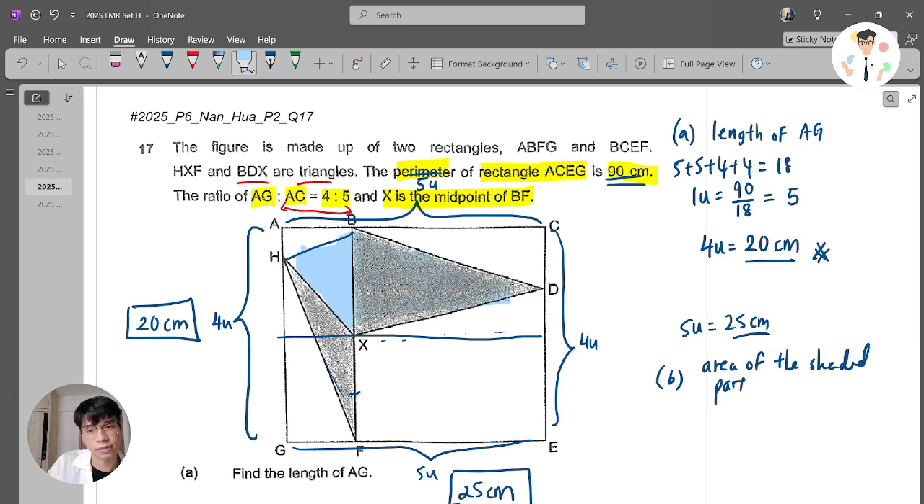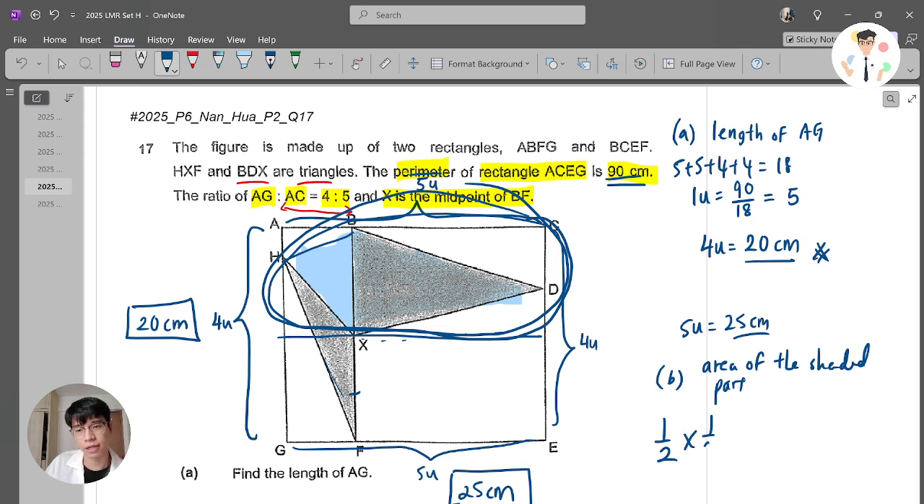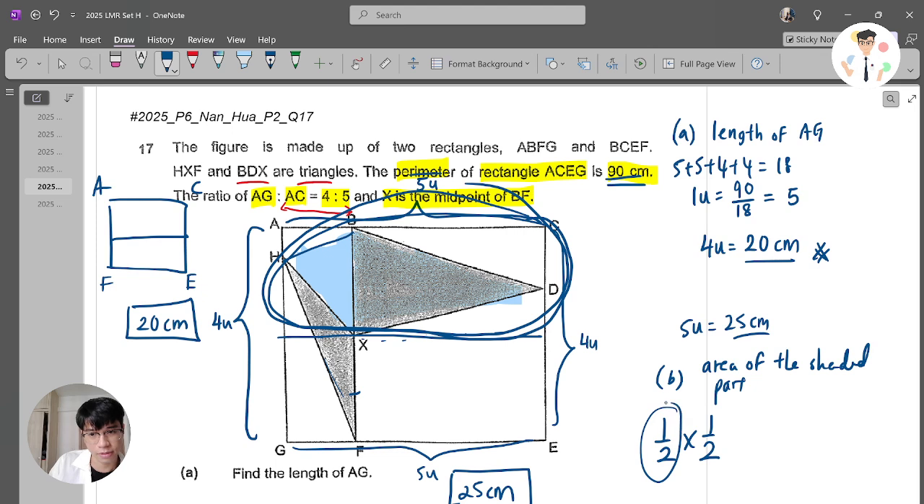And what does this tell us? This part is actually half of the whole rectangle, like half. And this shaded part is actually half of this half. Half of this half. Do you get what I'm trying to say? Again, this is ACEG. Now we are focusing on the upper part, right? This is half.